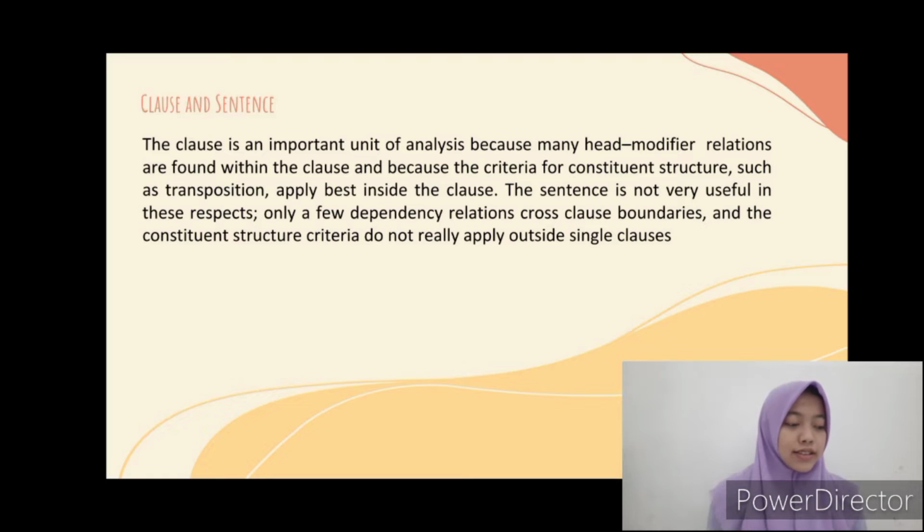Clause and sentence. The clause is an important unit of analysis because many head modifier relations are found within the clause and because the criteria for constituent structure, such as transposition, apply best inside the clause. The sentence is not very useful in this respect. Only a few dependency relations cross clause boundaries. And the constituent structure criteria do not really apply outside single clauses.